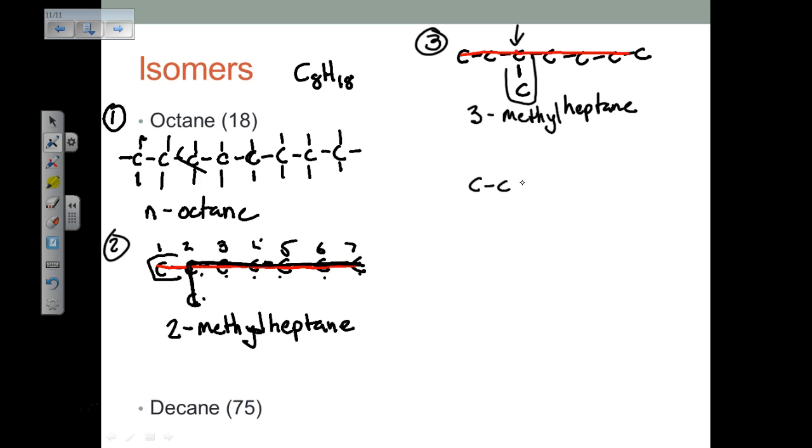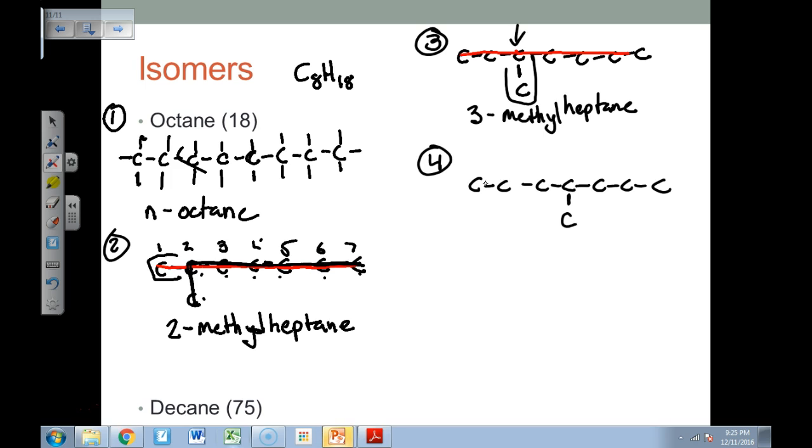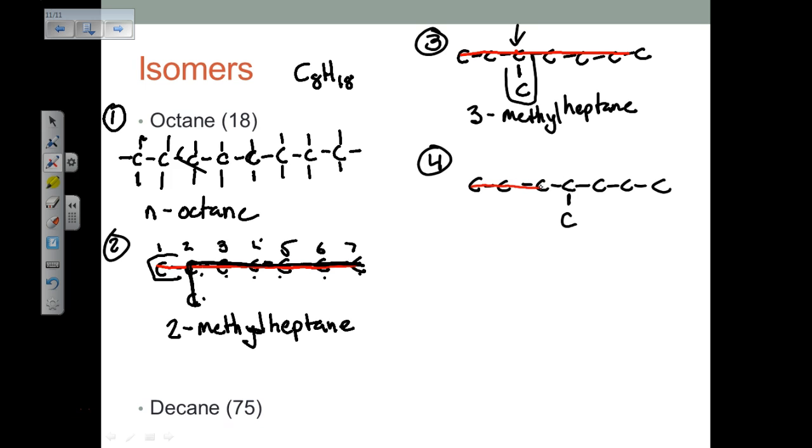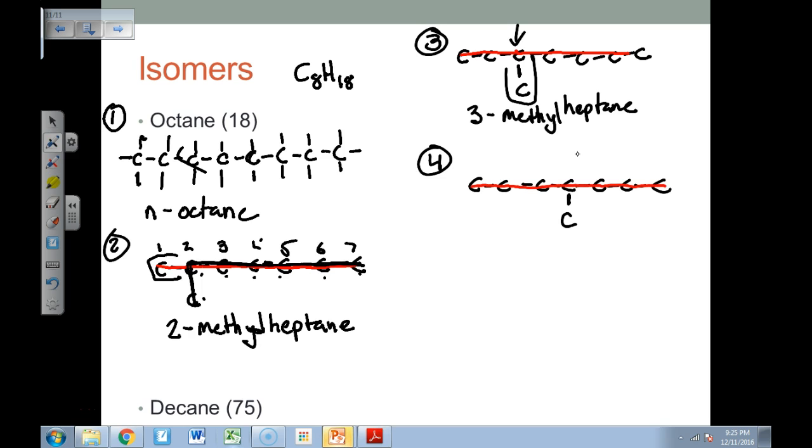Okay? So let's do another one. 1, 2, 3, 4, 5, 6, 7. Okay? What if we put our 1 carbon chain here? Okay? And I'll do the name of this above it this time. So this is 1, 2, 3, 4, 5, 6, 7. Okay, the longest carbon chain is 7. So that's still going to be a heptane.